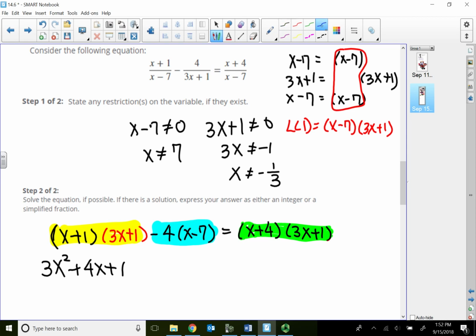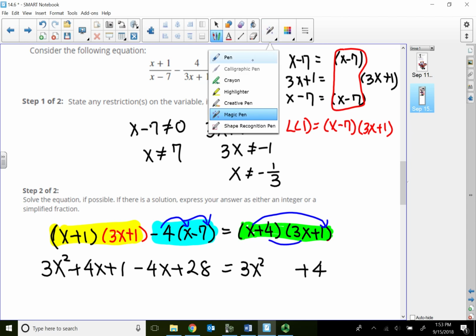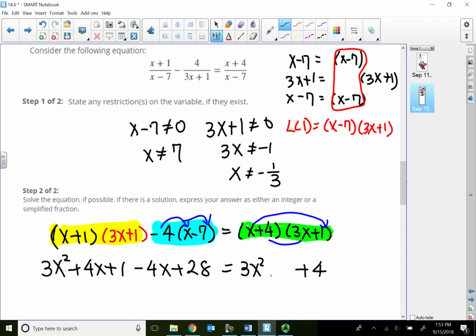All right, my second term, let's do a distribution. So that should give me -4x plus 28 equal. All right, my third term, let's do another FOIL method. The first thing I do is x times 3x, which is 3x squared. The last thing I do is positive 4 times positive 1, which is positive 4. All right, my middle term is my inner and outer combined. So outer is 1x, inner is 12x. So that together will give me 13x.